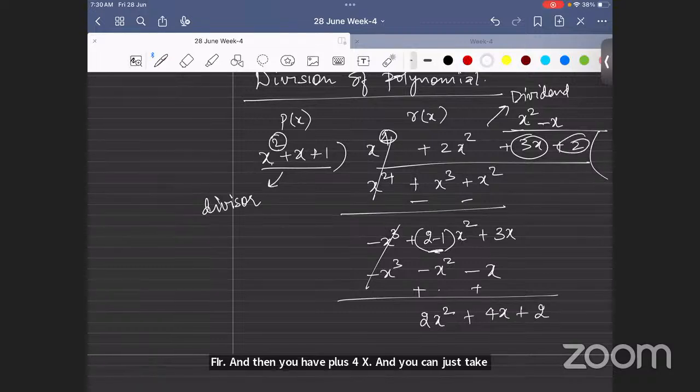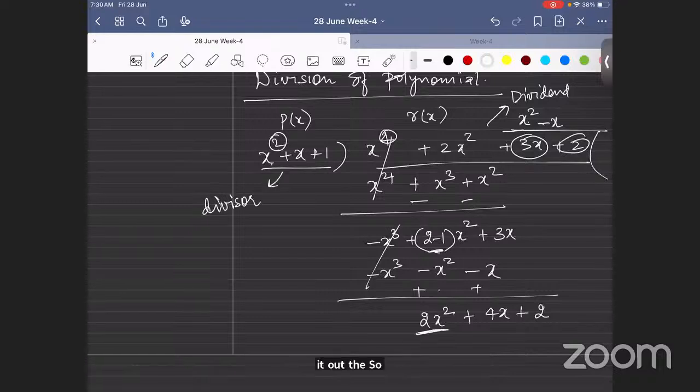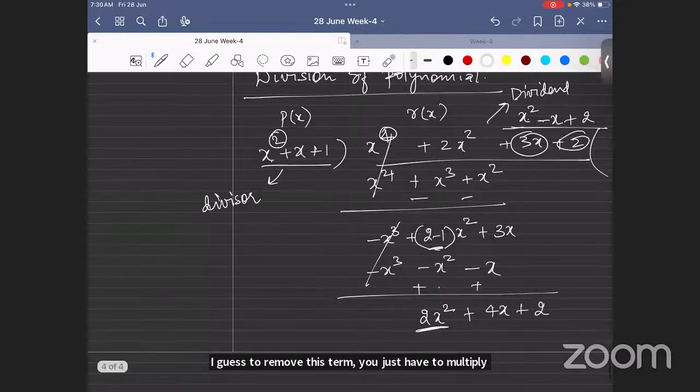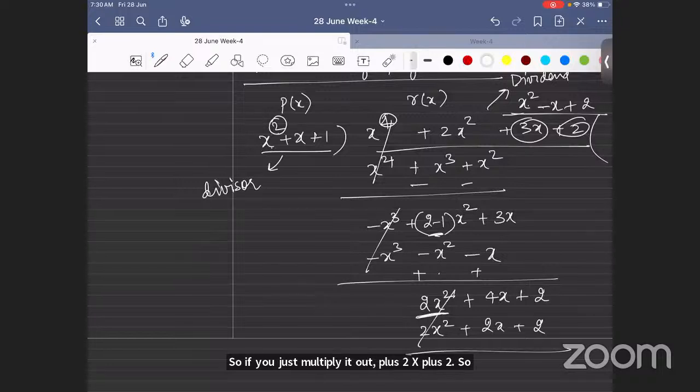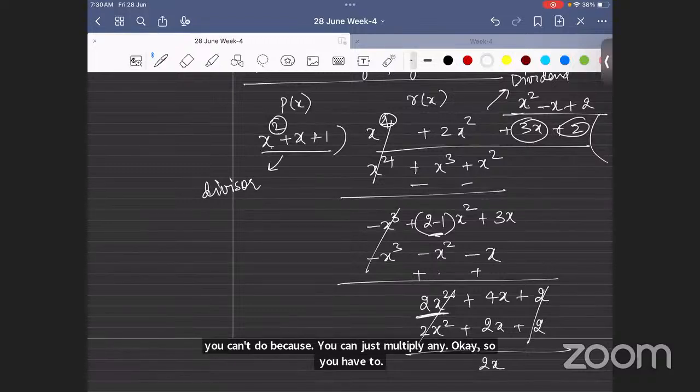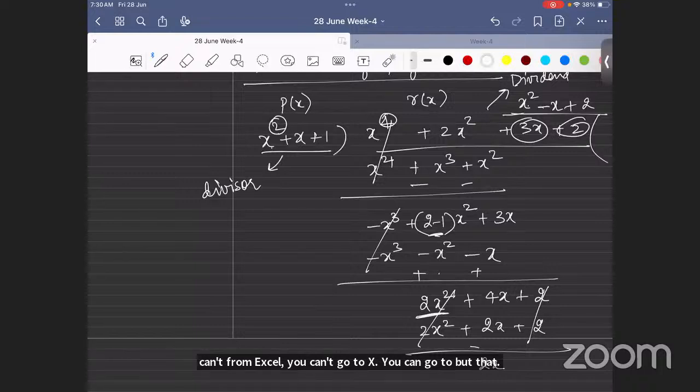So now what should I multiply? To remove this term, you just have to multiply with 2, one constant here, 2. If you multiply it out, you'll be left with 2x square plus 2x plus 2. Now you can see this got cut down, this 2x is remaining, and this is also removed. Now you can't continue, because you can't multiply with any non-natural number here. From x square you can't go to x. You can, but that would be a different kind of number, maybe not a rational number, I'm saying.